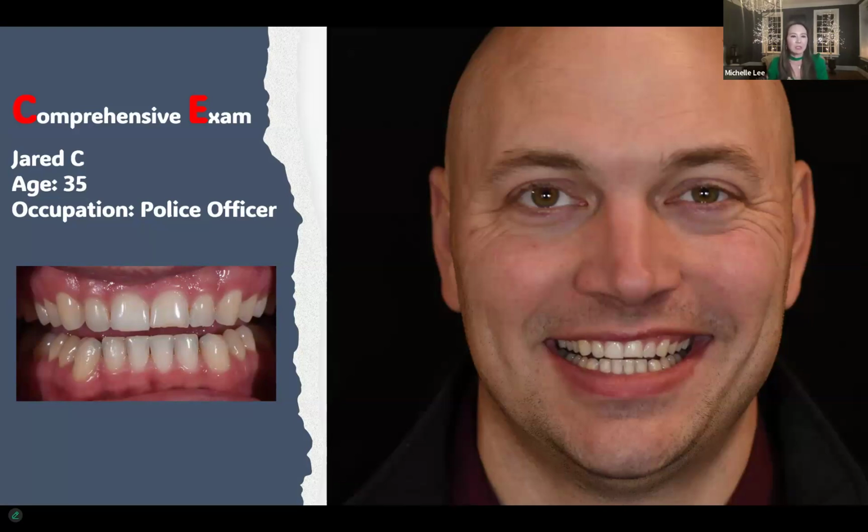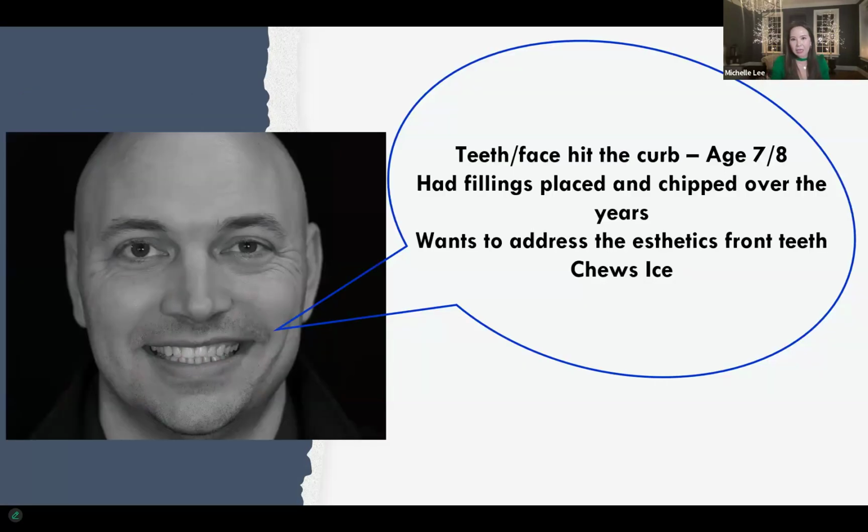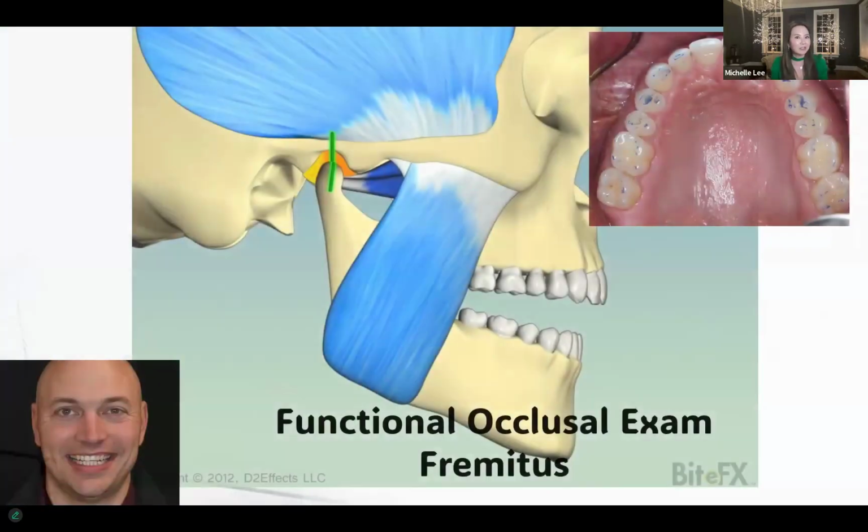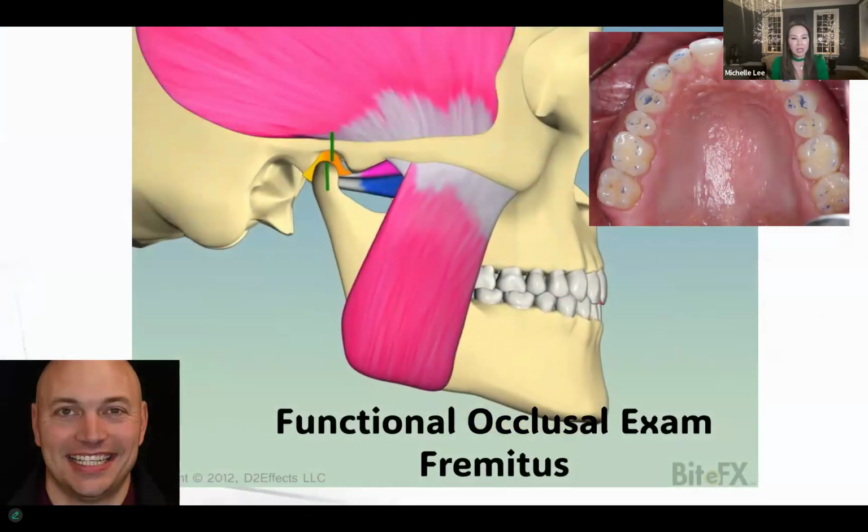So this is Jared. He's a police officer in his 30s, and the main thing was he's got some chipping in his teeth, and he wants veneers. So I talked to him about this. We do a full comprehensive exam, and this is what I learned. Kind of the premise of our talk today.